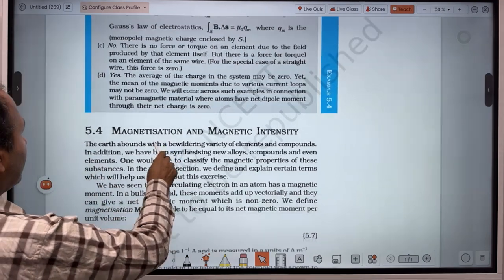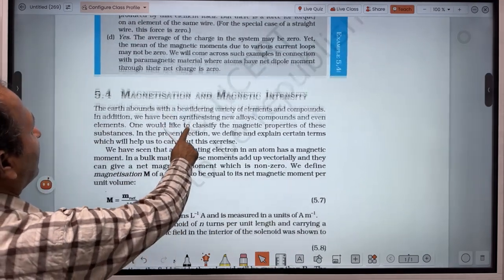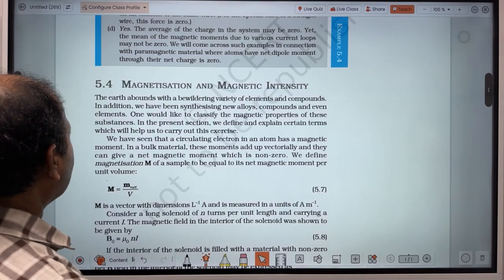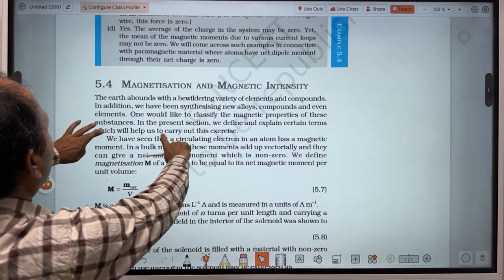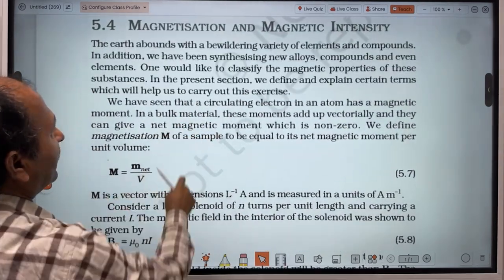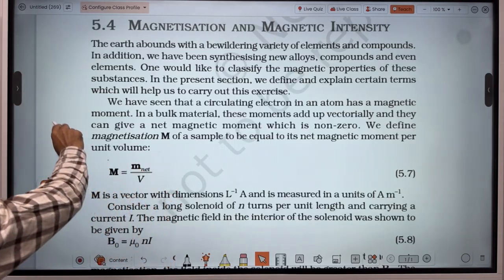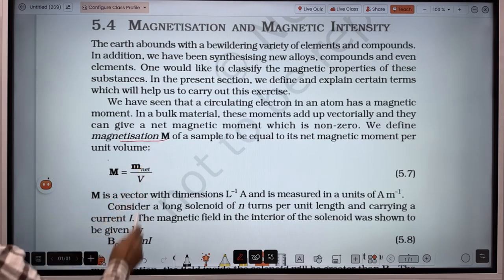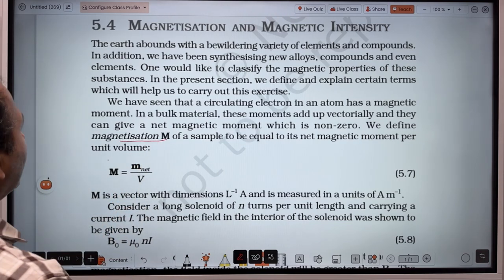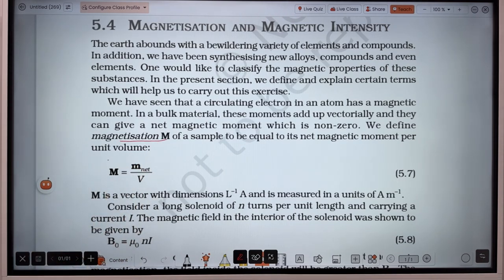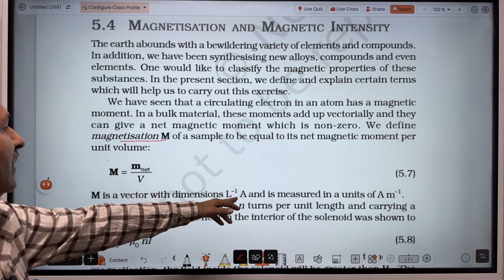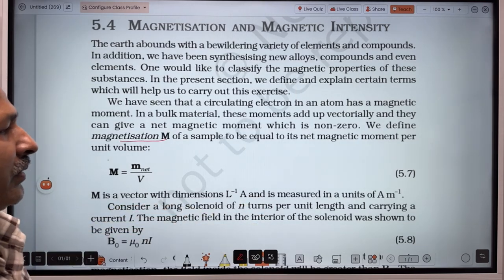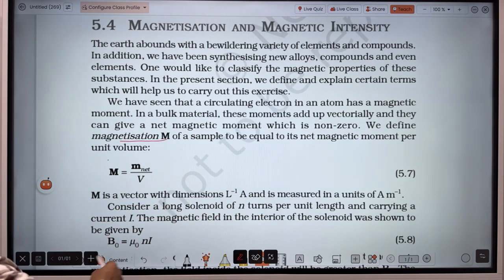Now there are certain properties of a magnet like magnetization, magnetic intensity, etc. So the first point related to this concept is magnetization M. It is equal to magnetic moment divided by volume, right? So M is a vector with the dimensions L minus 1 A and it is measured in units of ampere per meter.